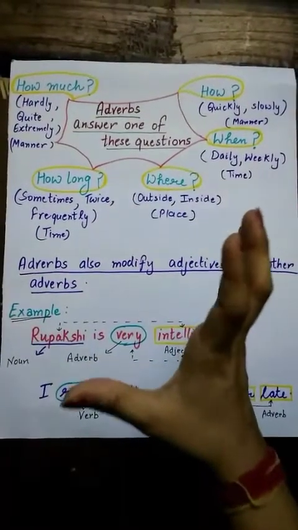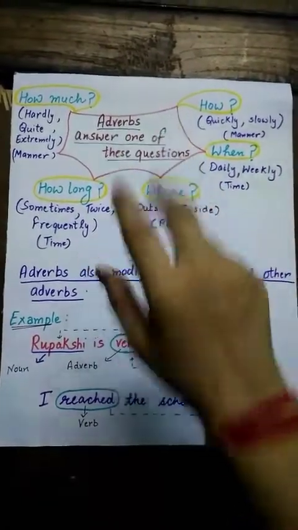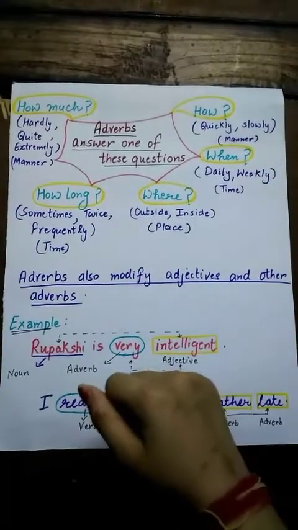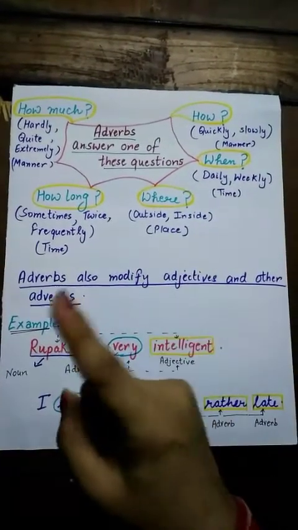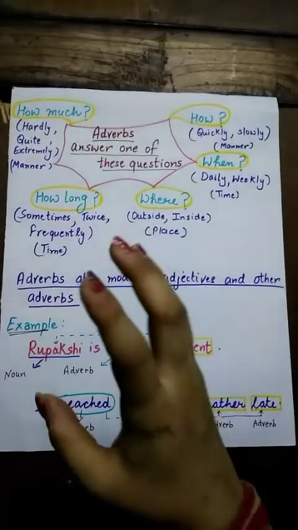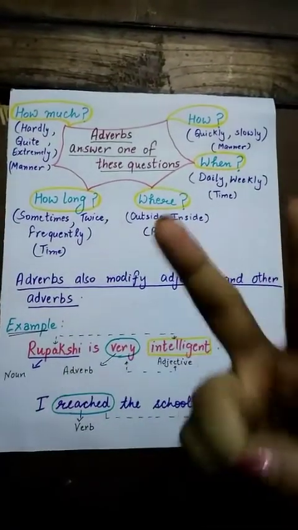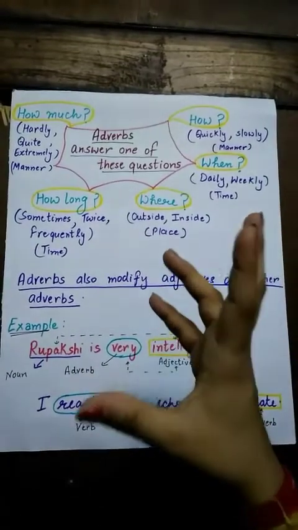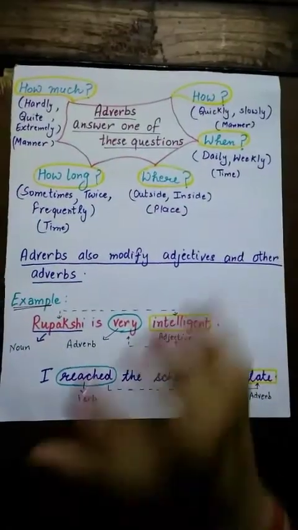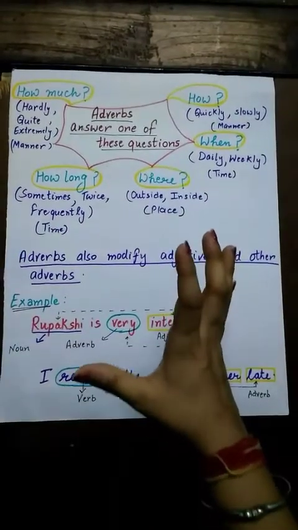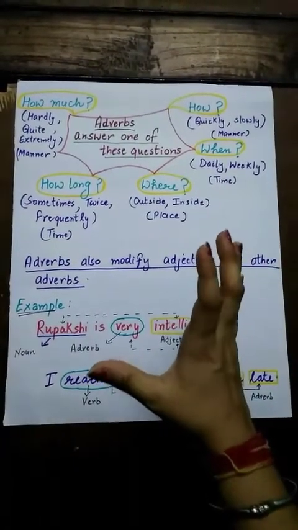Now you can answer many questions with the help of adverbs, like how did you perform the action? Quickly, slowly. When did you perform the action? Daily or weekly? Where did you perform the action? Outside or inside? How long or how many times do you perform the action? Sometimes or twice? And to what extent is the verb affected? Hardly or extremely? Now students, you can answer these questions with the help of different kinds of adverbs. So stay tuned as we will discuss all the kinds of adverbs in detail in this video.